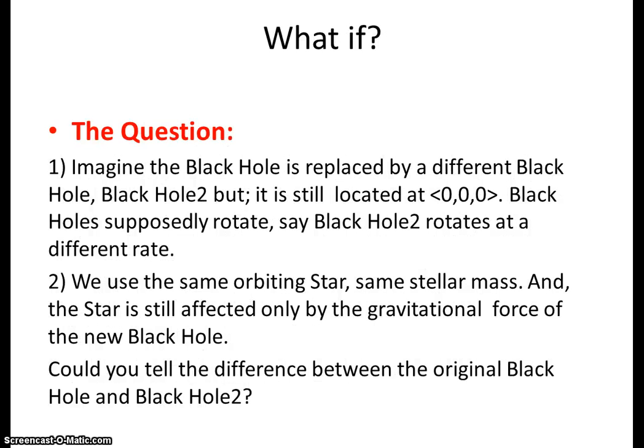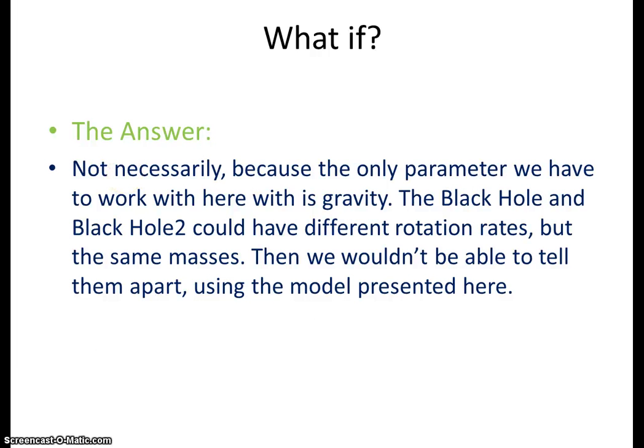What if? The question: if you change a black hole for another black hole, can you tell that it's actually a different black hole using the same orbiting star with the same stellar mass? Not necessarily, because the only parameter we have to work with here is gravity. The black hole and the different one can have different rotational rates but the same masses, and then we wouldn't be able to tell them apart using the model presented here.